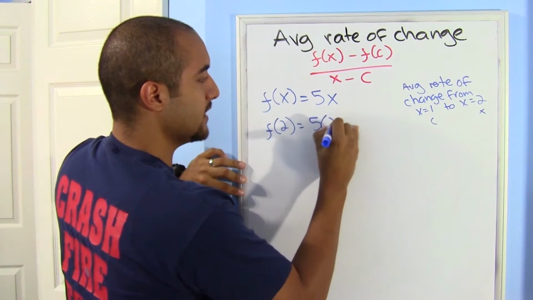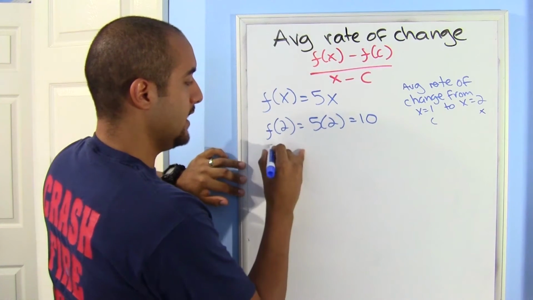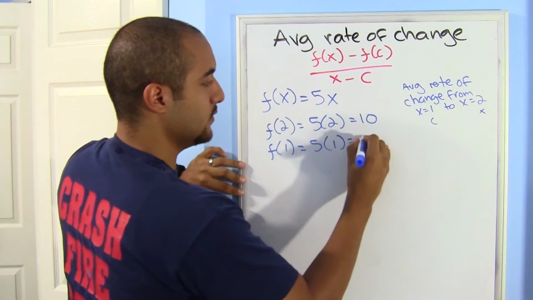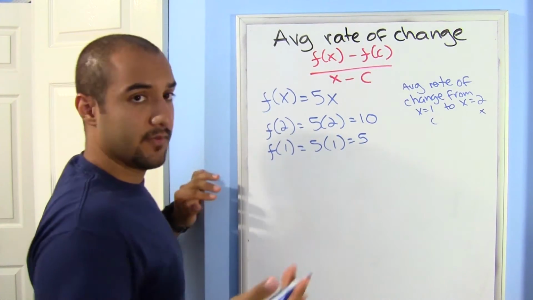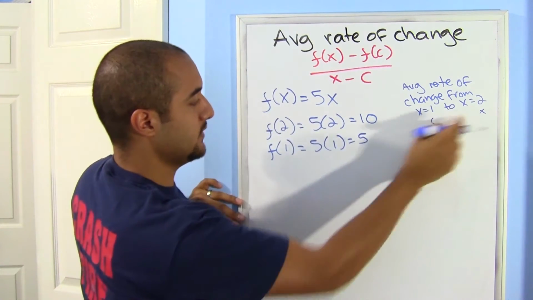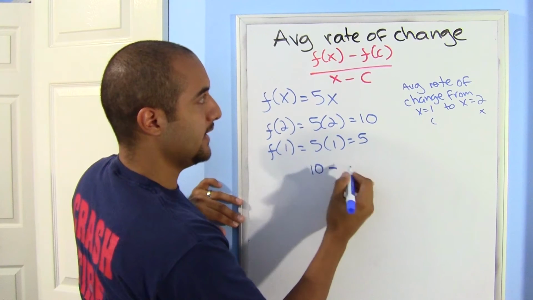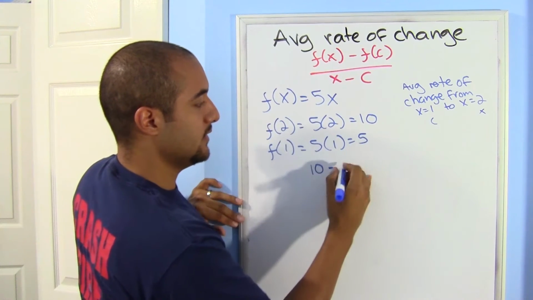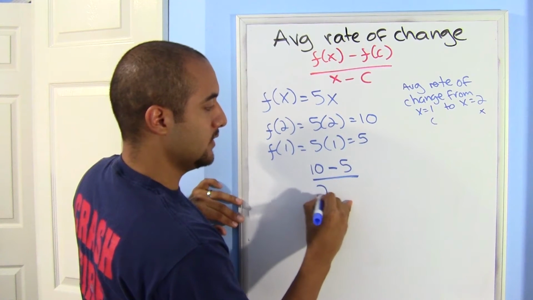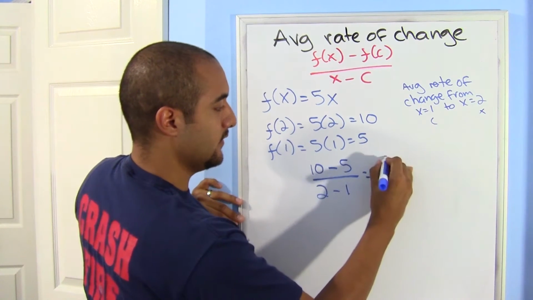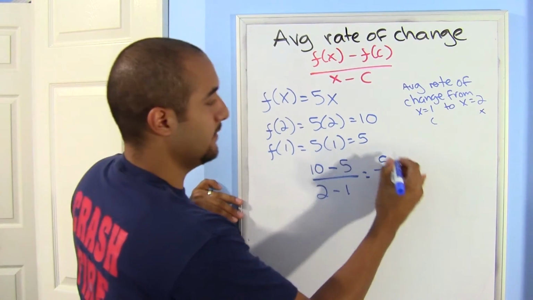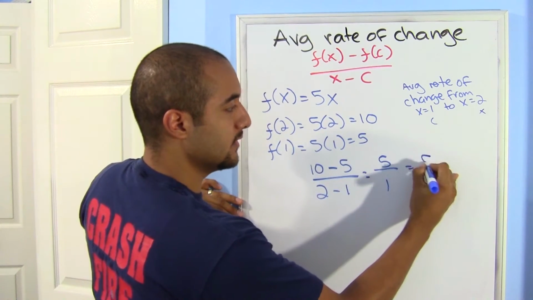Well, that's 5 times 2, which is 10. I also have to find out how much f of 1 is. That's 5 times 1, which is just 5. Now I have all the information I need. I know how much f of x is. That was my 2, so that's 10 minus f of c, that was this one, 5, over, now my x's, 2 minus 1, 5 over 1, and there you go. My average rate of change here is just 5.